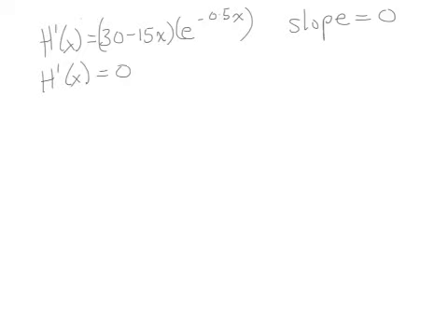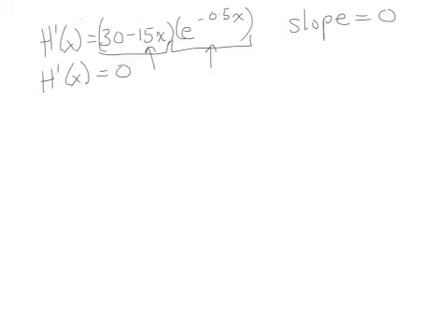So I want you to think about your past math. When you have a multiplication, such as we do here, this times this, in order for that product to equal 0, either one piece of the product has to equal 0, or the other part of that product has to equal 0.